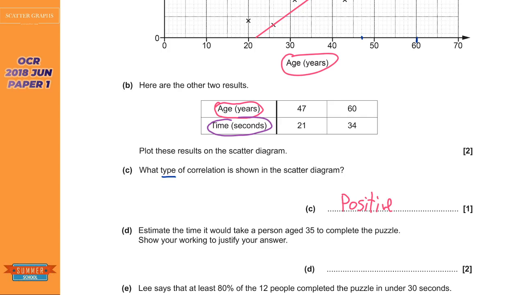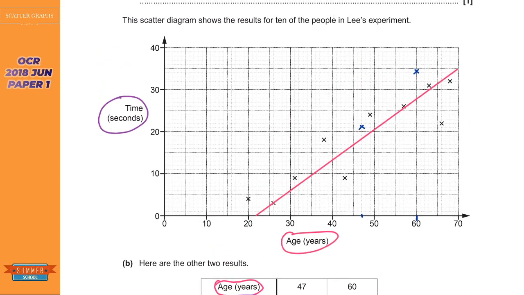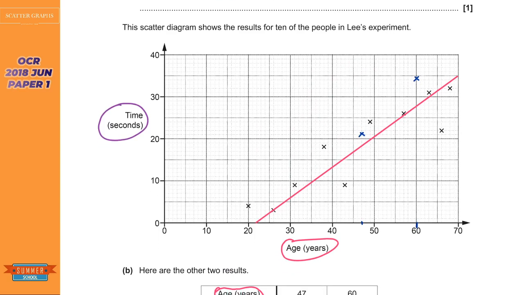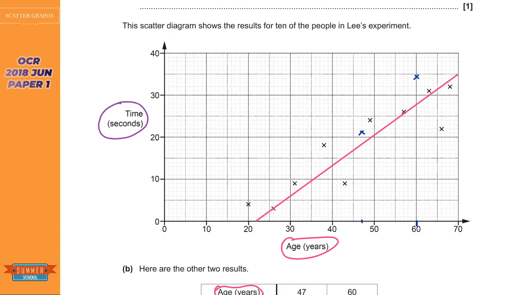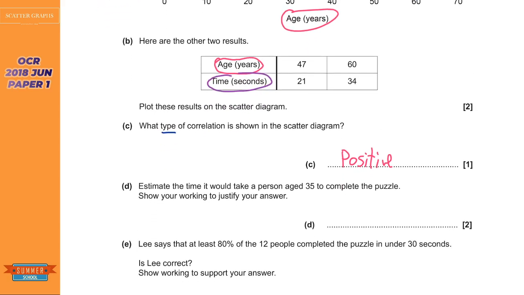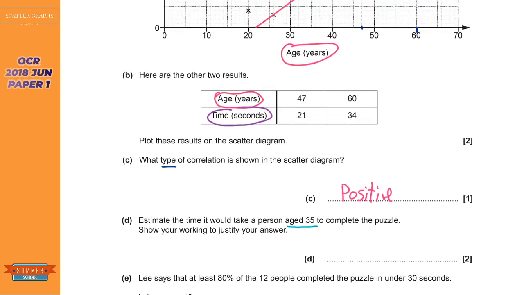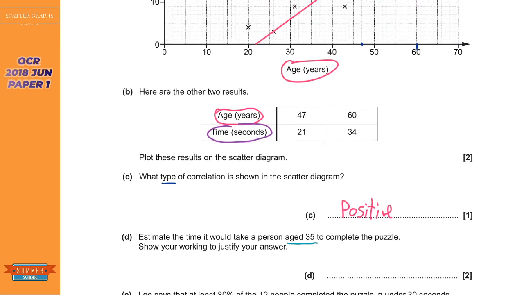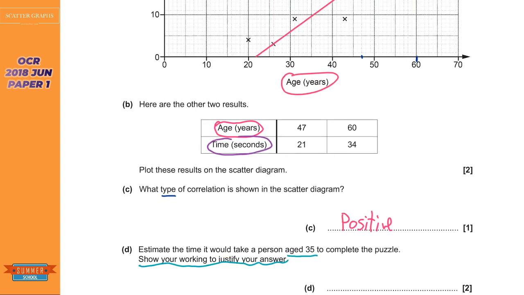Now, my advice is if you ever get a scatter diagram or scatter graph in your exam, always draw the line of best fit because you'll almost always need to use it. If we look at question D, it says estimate the time it would take a person aged 35 to complete the puzzle. So we can only do this with a line of best fit, so you must do a line of best fit. It says show your working to justify your answer. Basically means what I'm about to do now.